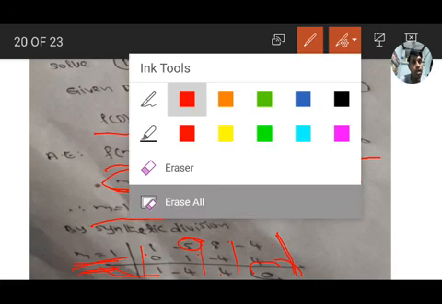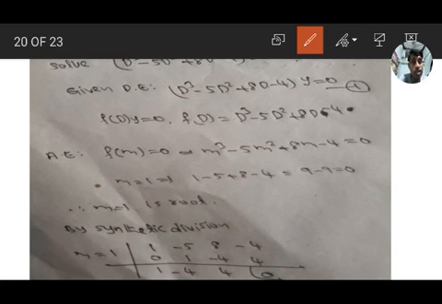If any term is missing, suppose the minus 5m square term is not there, then instead of minus 5 we have to take 0. If any coefficient or term is missing, take that coefficient equal to 0. Next, after this we have to write the equation. m cube becomes m square, so we start with m square minus 4m plus 4.